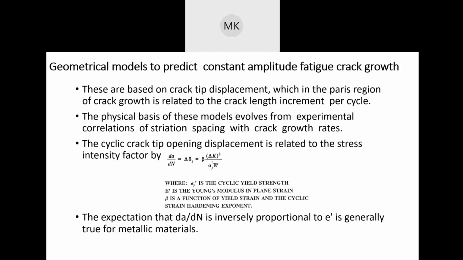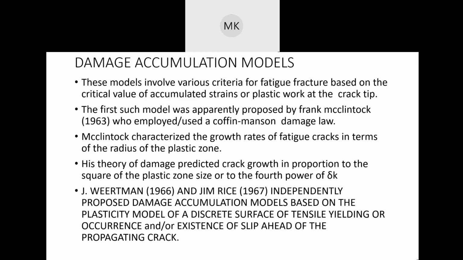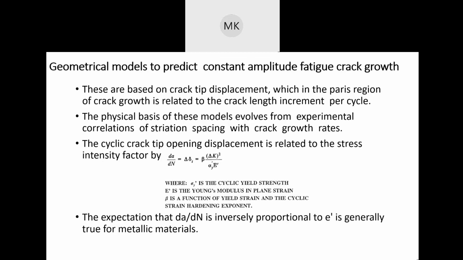The crack tip opening displacement is directly dependent on the stress intensity factor, or the stress at which you're starting. So the change in stress intensity factor is going to affect the crack tip opening displacement, and the true expectation of da/dN, or the rate at which the crack grows, being inversely proportional to E, is generally true for metallics. So the rate at which the crack grows is inversely proportional to the elastic modulus of the material. That was a geometrical model.